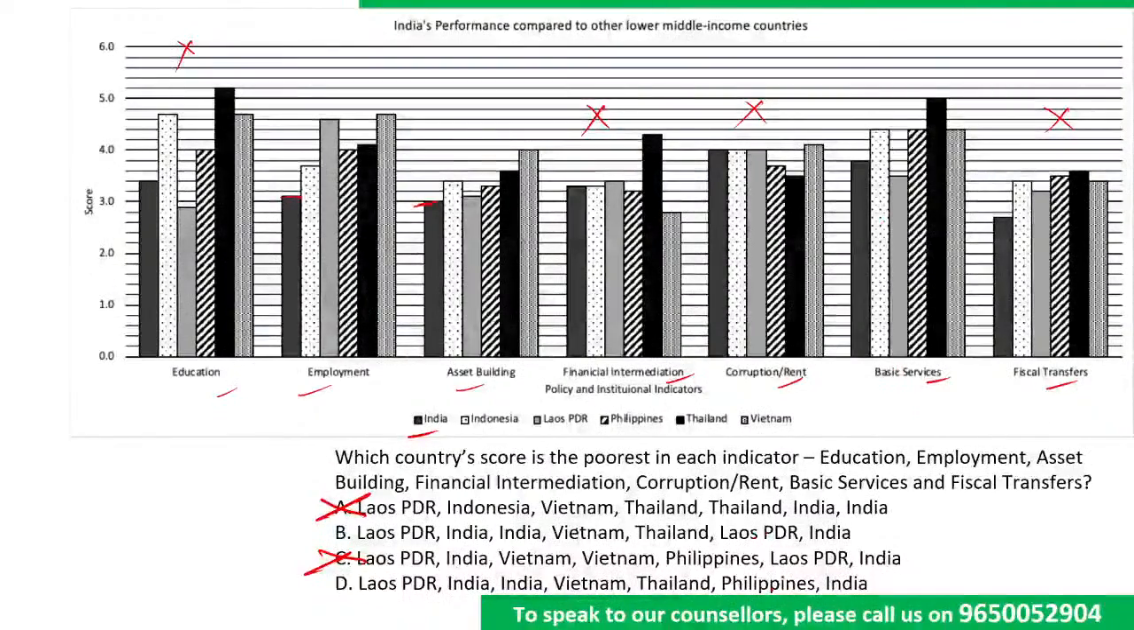You need to just check this one to get the answer. In basic services, the third country, Laos, is the least. So Laos is the least, hence your answer would be option B. You can rule out the other options. These are observation based questions. You can just observe the graph and answer the questions. You do not have to calculate any values. This is basic graph reading skills, how you can read graphs and answer.